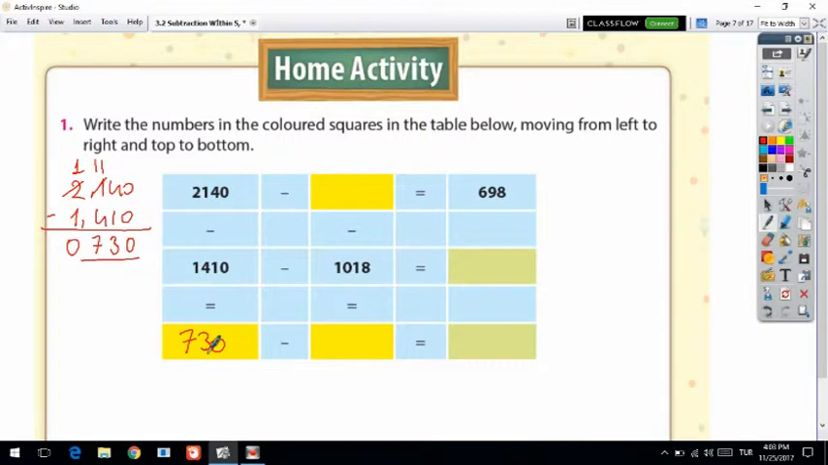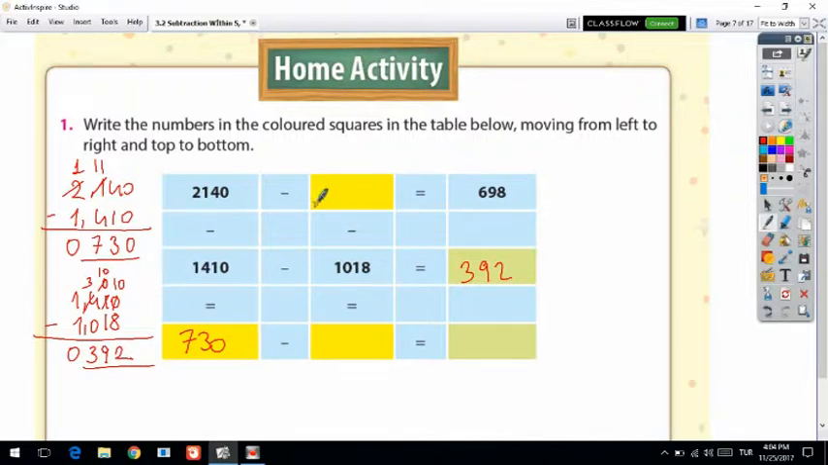Now let's look at this one. There is a subtraction, right? Okay, now let's do this one. 1410, 1018. Let's subtract. 0 minus 8 we can't, so 1 makes 0, 0 makes 10, 10 minus 8, 2. 0 minus, no. So 4 could also be 3, 0 will be 10, 10 minus 1 is equal to 9. So 3 minus 0 equals 3, then 1 minus 1, 0. So your answer is 392.